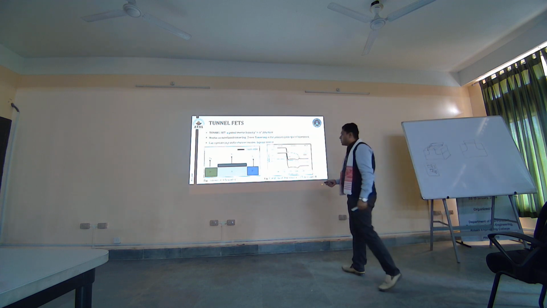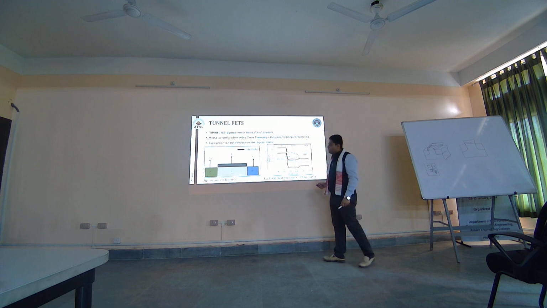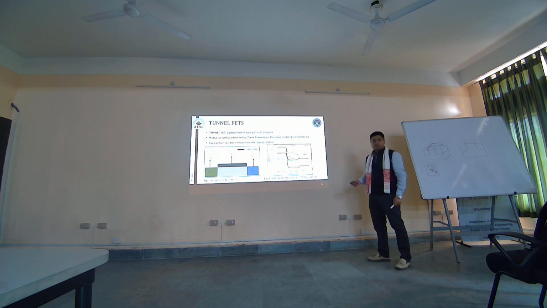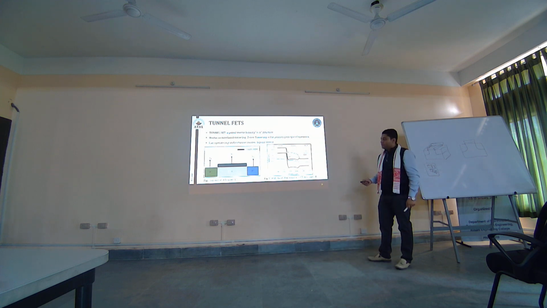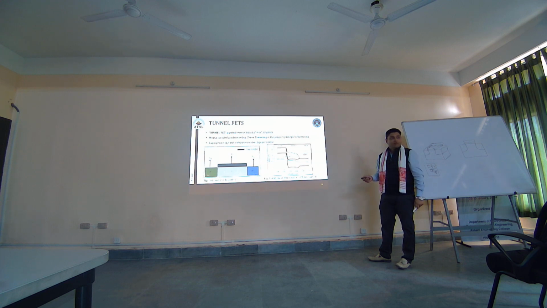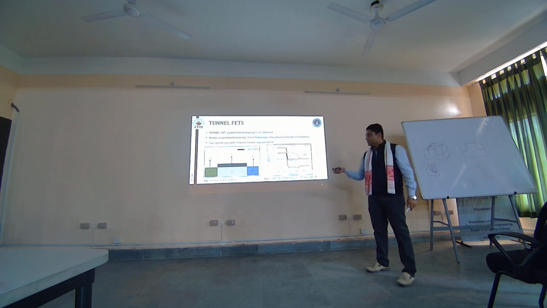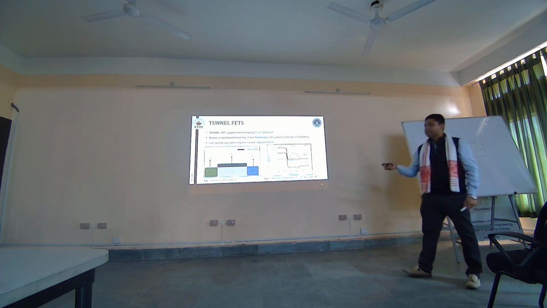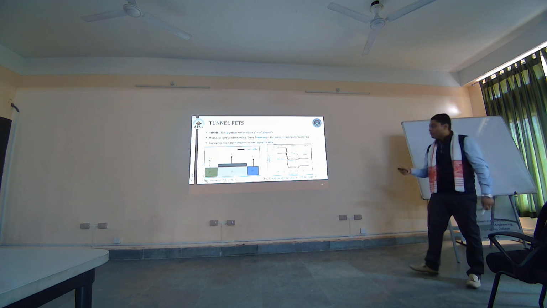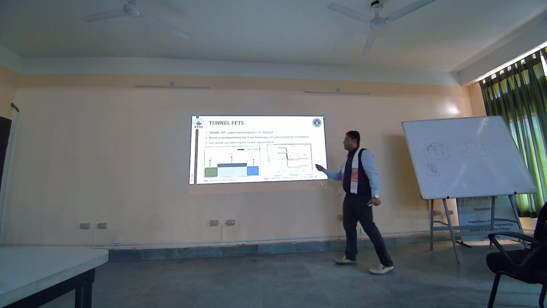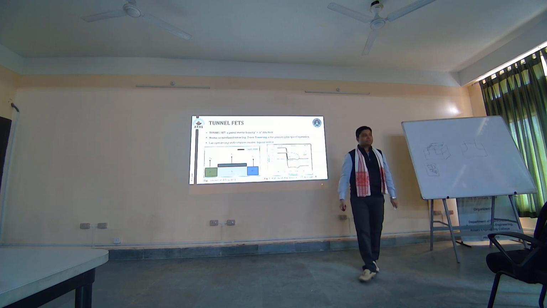Now here, if you can observe, you have a P plus source, then an intrinsic channel, and an N plus drain. So basically it is a PIN diode, and on top of the intrinsic layer you have put a gate. That's it. So it is a gated reverse-biased PIN tunnel diode. Now how does this work? Why are we going for such kind of structures?